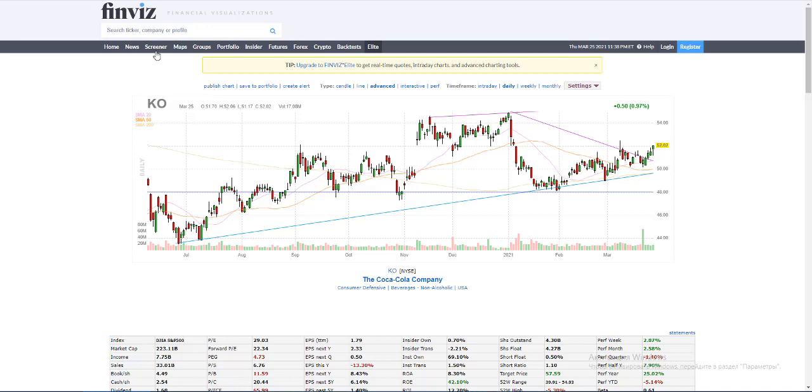Usually a lot of investors use the screener on this platform. In the screener you can pick the companies from a certain industry. That's it about free platforms. That's actually quite enough to check financials of companies, but let's look at two paid resources.